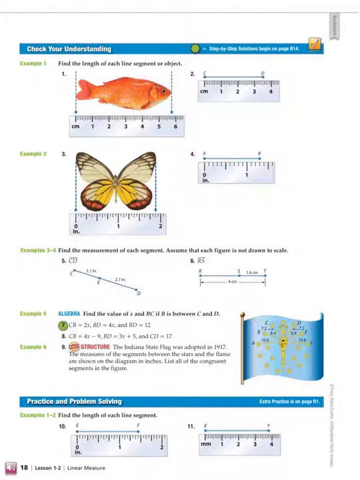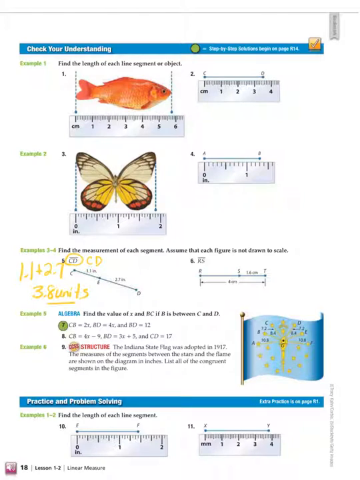All right, as we look at some of these exercises, I am fond of 5 and 6 right now. Find the measurement of each segment. Assume that each figure is not drawn to scale. So as I look at 5, if I want to find CD, I'm not happy that they put the bar on top. I wish they had put it this way. But if we want to find the length of CD, we just have to add the distance from C to E and E to D, and we're going to have 3.8 units as our answer.